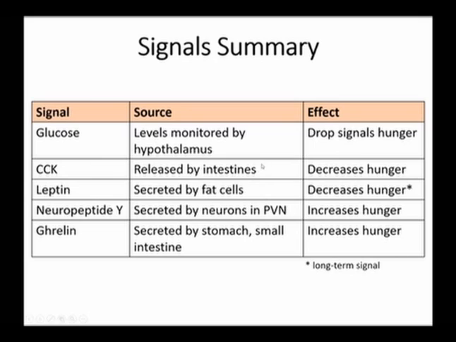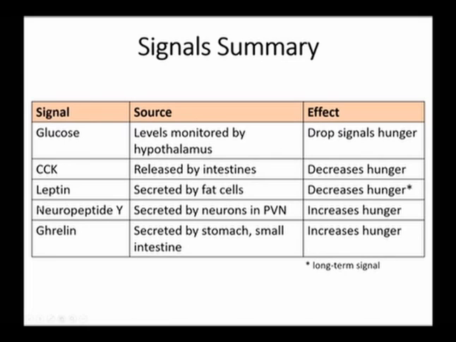CCK is released by our intestines as we eat, and as it's released, it decreases our hunger. It stops us from eating. Leptin is secreted by fat cells, and it is a long-term signal. That's what the asterisk here is. And it's going to decrease our hunger overall, mostly by helping to decrease our appetite.